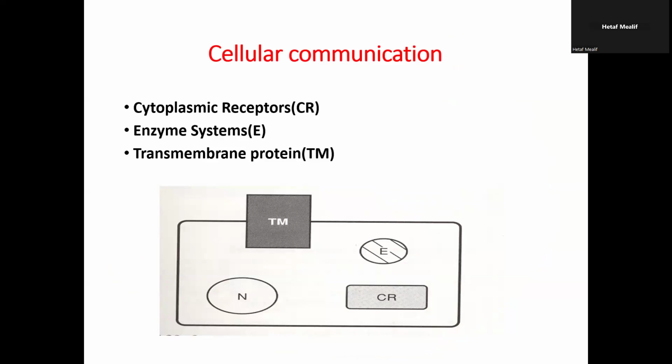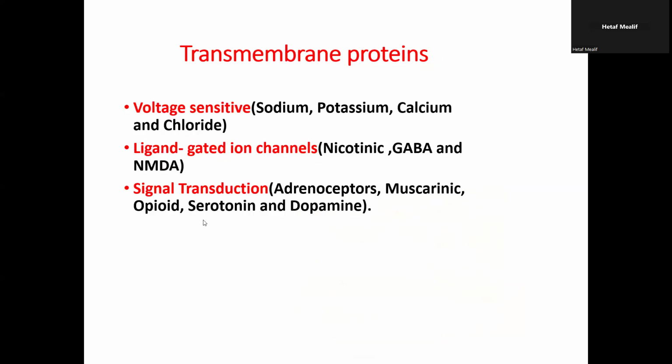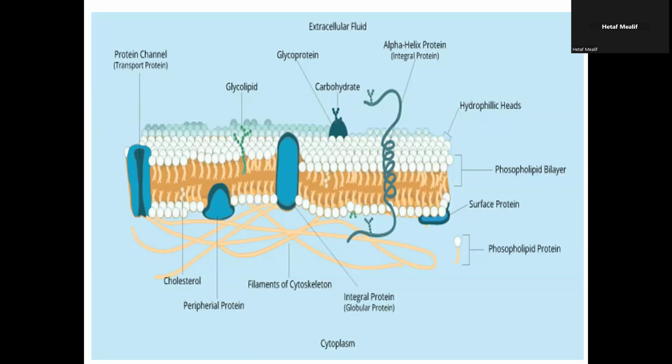The mechanism of action of these drugs is beyond your scope, but you have to have just some basics here. So to understand that, you have to learn what is meant by cellular communication. We have cytoplasmic receptors, we have enzyme systems, and we have transmembrane proteins. The one that we're really focusing on is the transmembrane proteins, which are basically voltage sensitive, ligand gated ion channels, and signal transduction. So these are the ones that you need to know, just basics, okay? So you have an idea about these drugs. You don't have to get too much detail. And this is basically the lipid membrane and the transmembrane proteins involved.